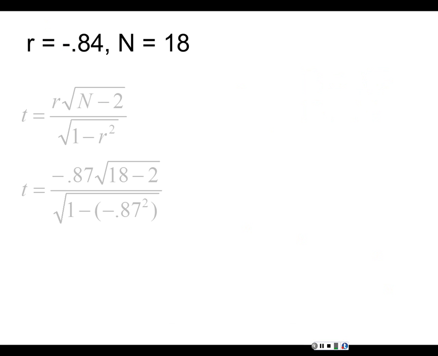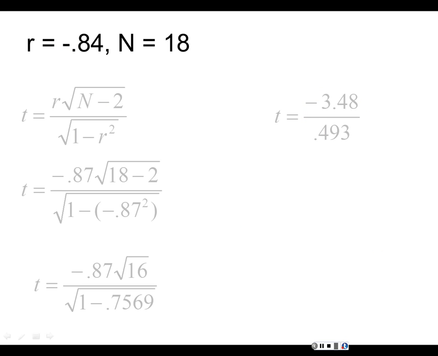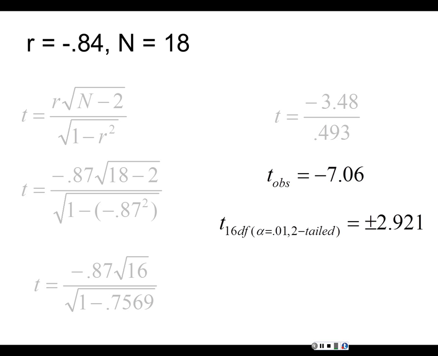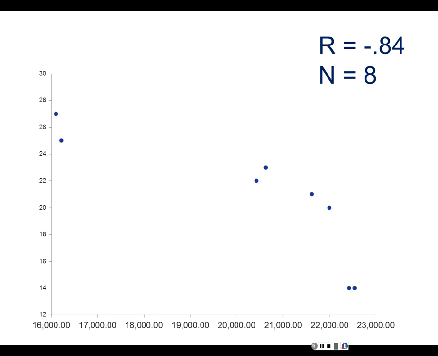So if we calculate this out, you put 18 in the numerator there, and that gets multiplied eventually. You have a t-observed of negative 7.06. So the t-critical is much smaller, so you definitely reject the null hypothesis. Now what if the n was only 8?